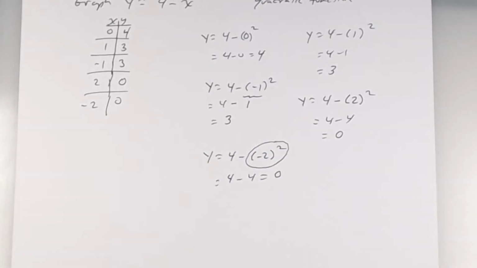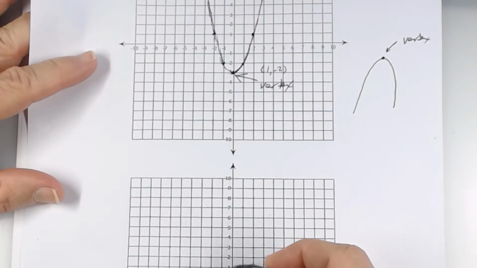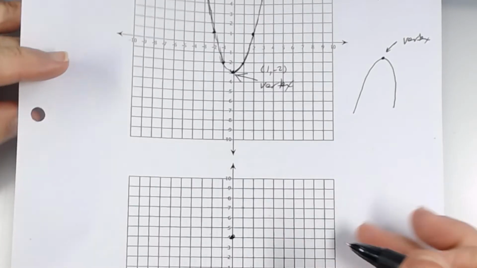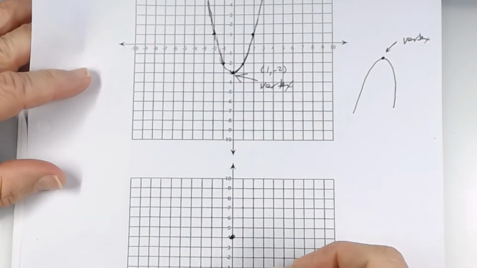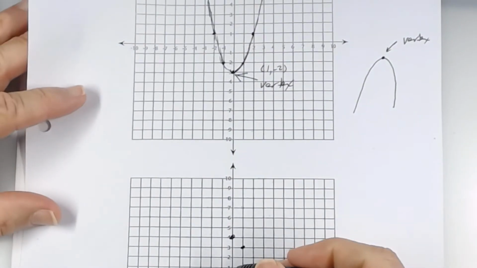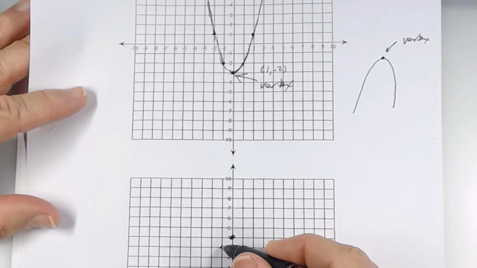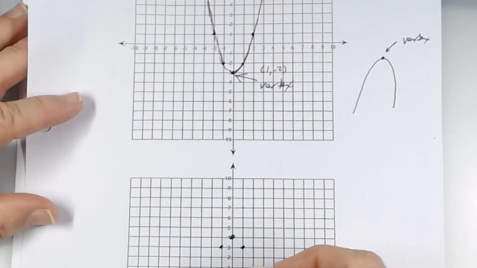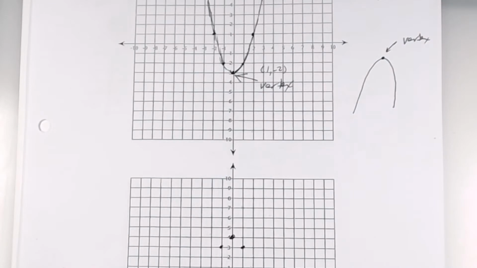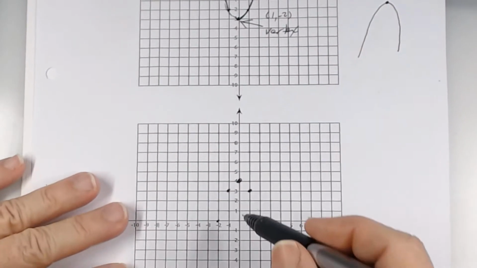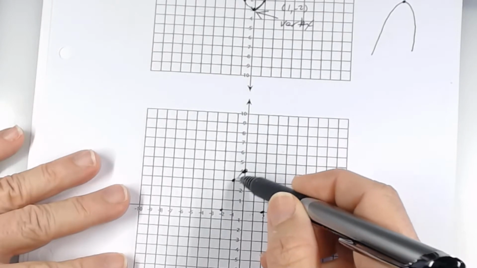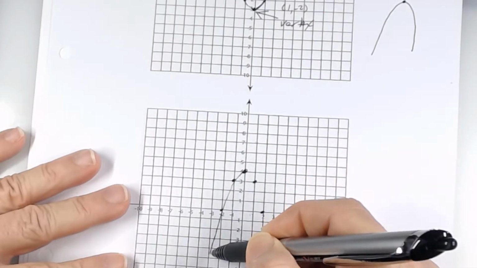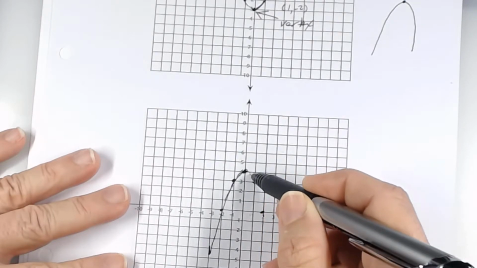All right. So then let's go ahead and plot those points. Let's see what we get. So 0, 4 is here. 1, 3. I go to the right 1, up 3. -1, 3. I go to the left 1, up 3. 2, 0. And then -2, 0. Now, if you wanted to do another 2 points like -3 for x, you can. But that's all they ask you to do. So you just draw a parabola, make sure it looks like a parabola. Make it look symmetrical about the y-axis.